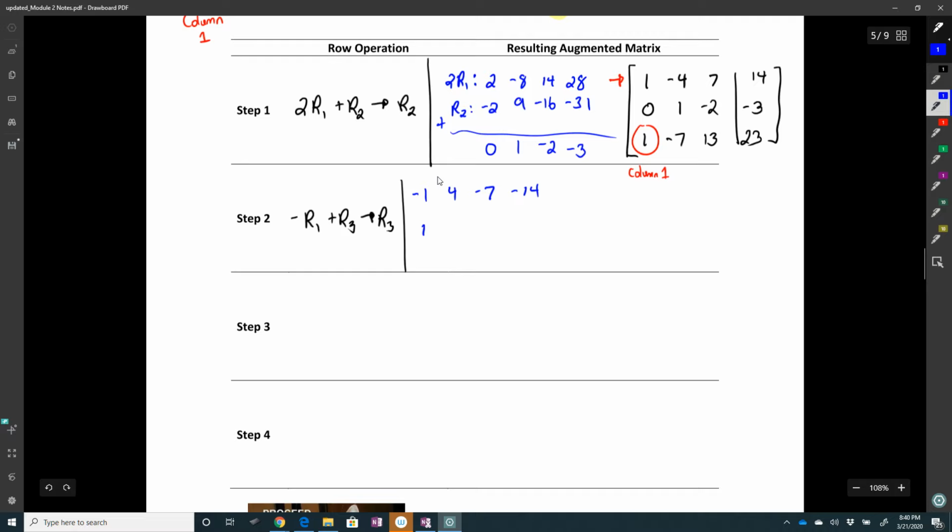When I add those up, I get 0, negative 3, 6, and 9. And so that's my new row 3. And so notice we have an interesting development.